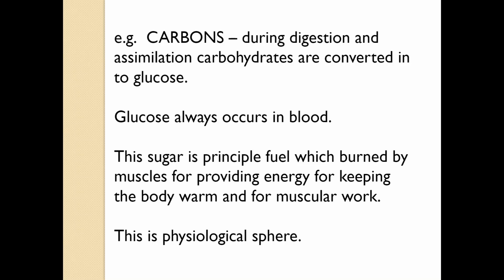A further example is carbon. During digestion and assimilation, carbohydrates are converted into glucose. Glucose always occurs in blood. This sugar is the principal fuel which is burned by muscles for providing energy, for keeping the body warm and for muscular work. This is physiology.